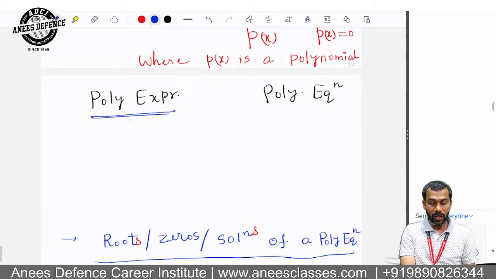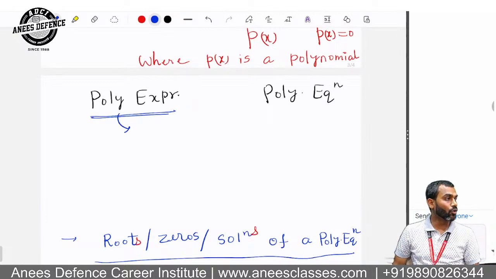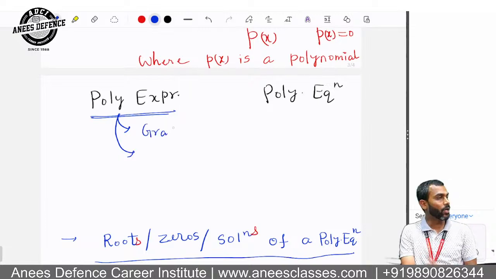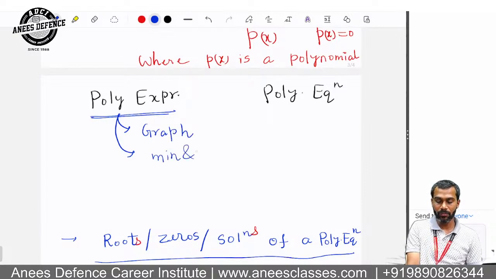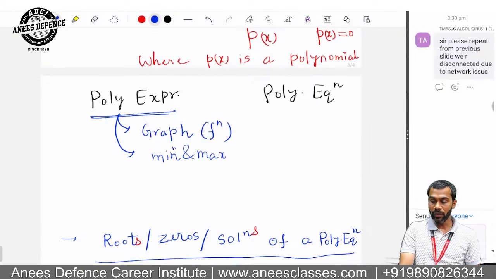Polynomial expression will have a graph. I can say polynomial function. Yes or no? Polynomial expression will have a graph. Every polynomial expression can have a graph and a minimum and maximum value. That is the range of the function. Graph means function. Yes or no? Polynomial function, minimum value and maximum value.